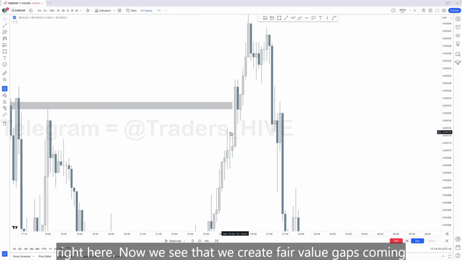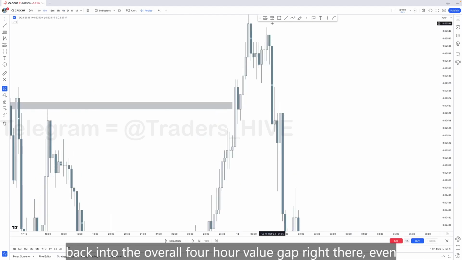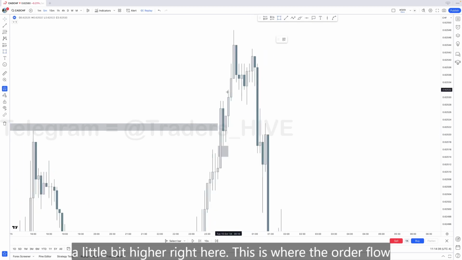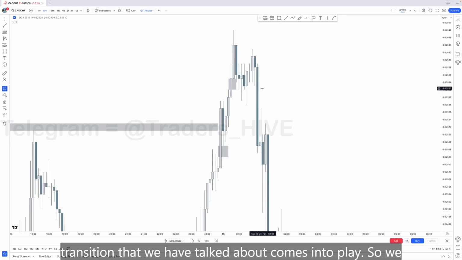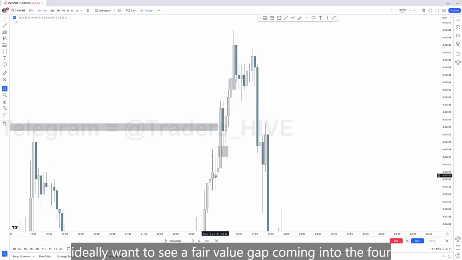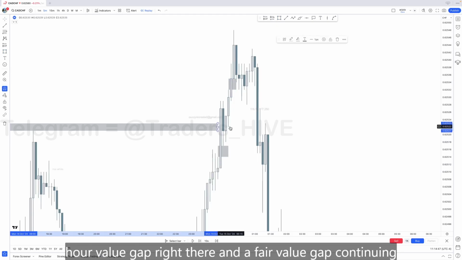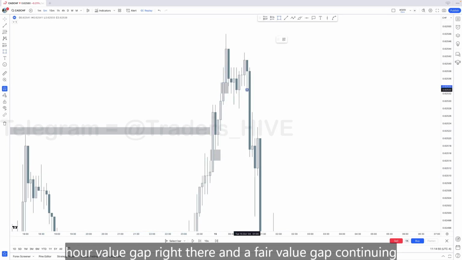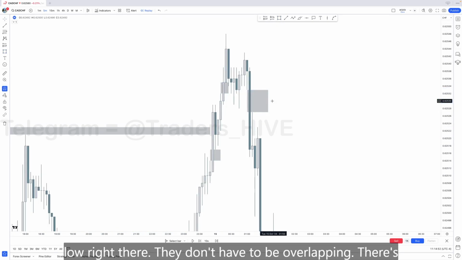Now we see that we create fair value gaps coming back into the overall 4 hour fair value gap right there, even a little bit higher right here. This is where the order flow transition that we have talked about comes into play. So we ideally want to see a fair value gap coming into the 4 hour fair value gap right there, and a fair value gap continuing lower right there. They don't have to be overlapping.